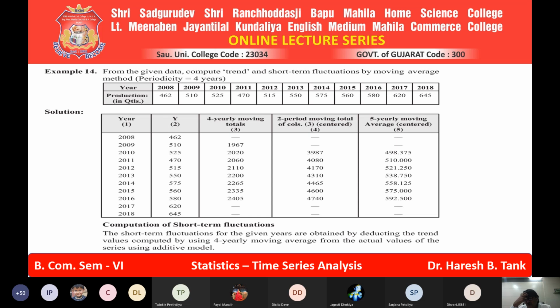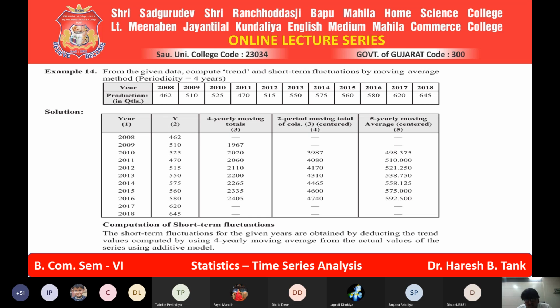The data set given to you are in a row format. First thing to be done is you have to put it in a column format. So first column would be year, which is on x-axis, so it will be denoted with x. The another value is production data. The production data, naturally it is denoted as Y, and you have to put it in a column. 462, 510, 525, 470, and so on up to 645. The data set given to you are in the form of 2008 to 2018. It's all fine. Now 4 yearly moving average is to be found.